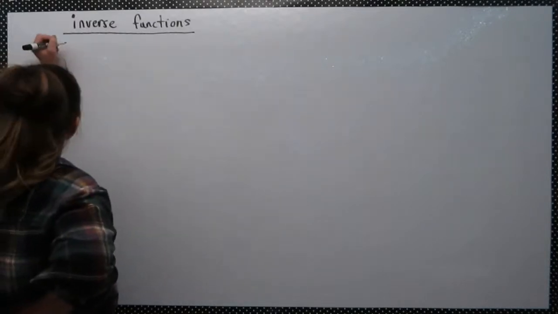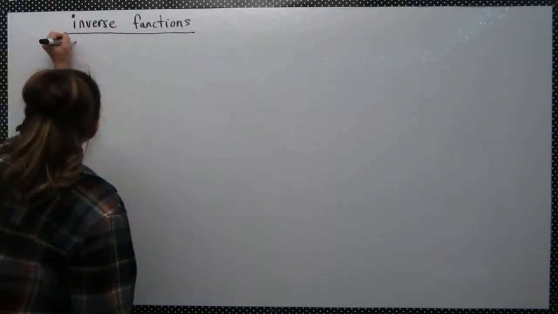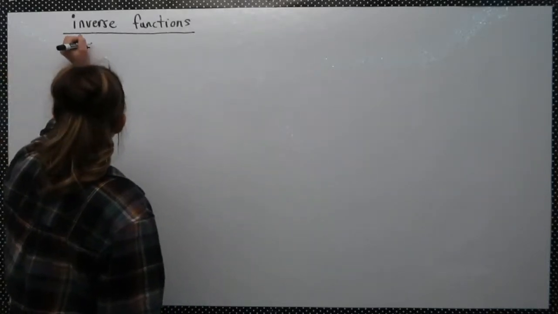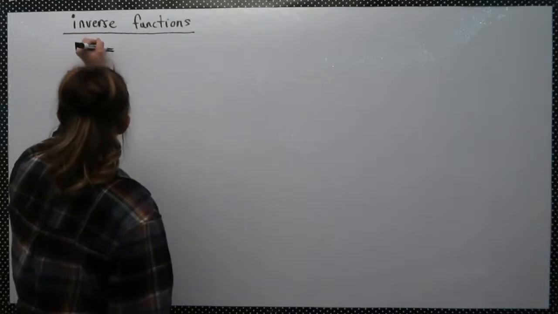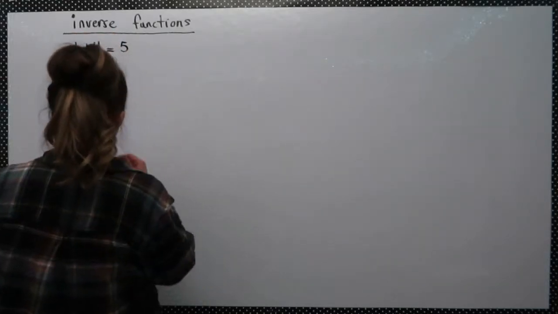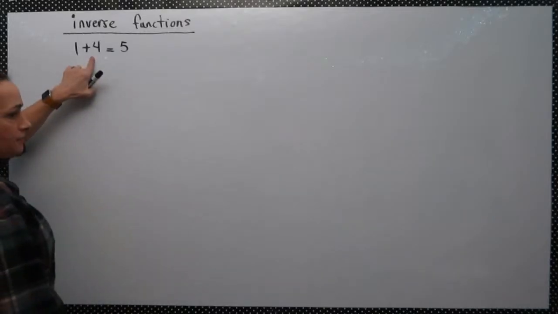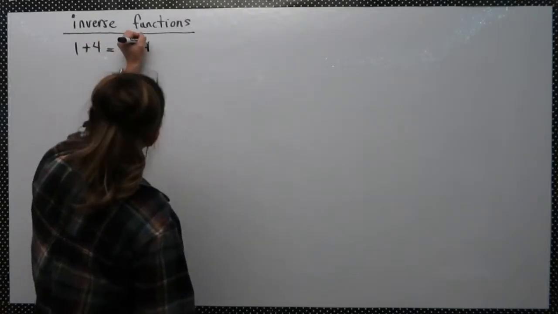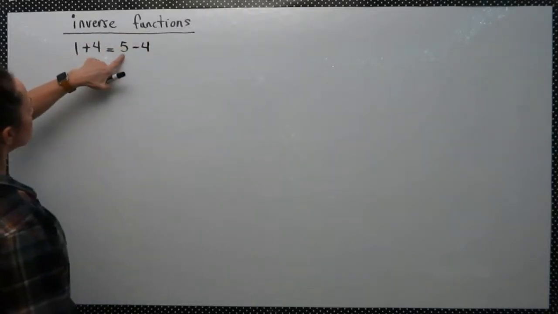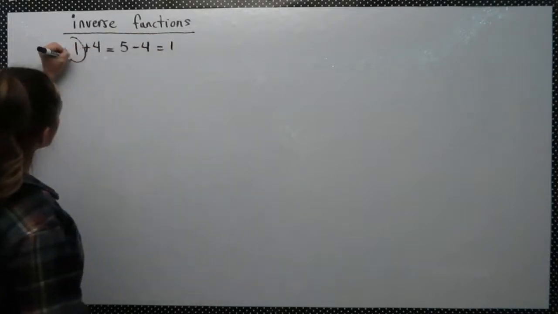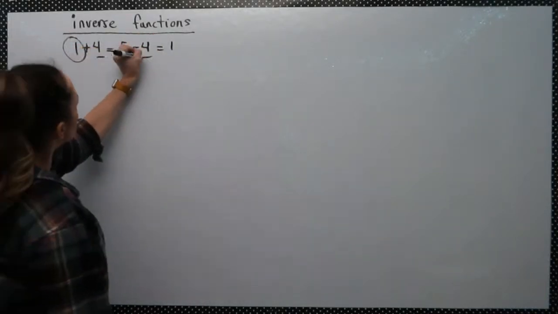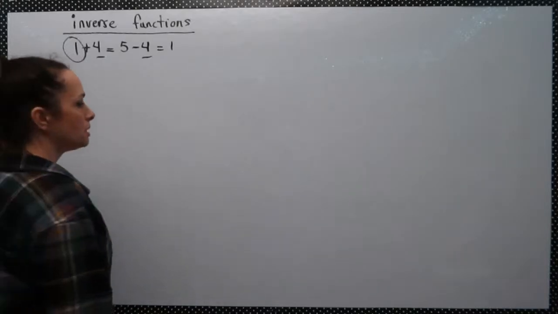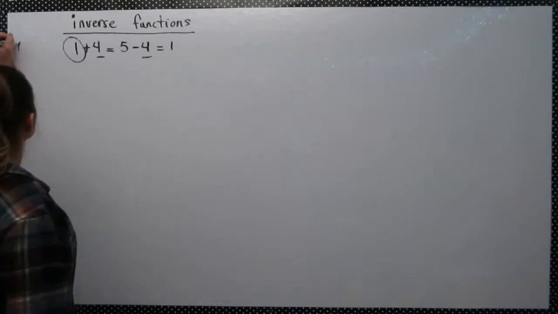All right, so what about the additive inverse? For example, if I have a quantity 1 and I add 4 to that quantity, it's going to give me the quantity of 5. Well, 4 has an additive inverse and it's -4. So if I subtract 4 from 5, I'm going to get my original value back because I performed the additive inverse. So this is the additive.